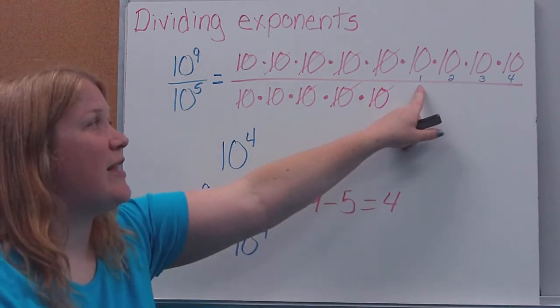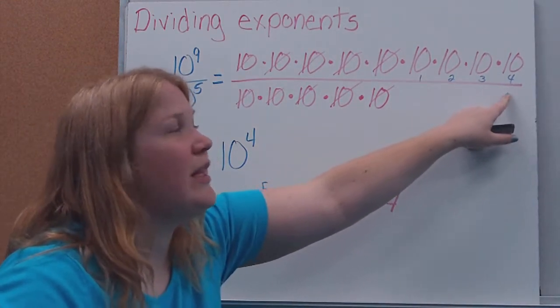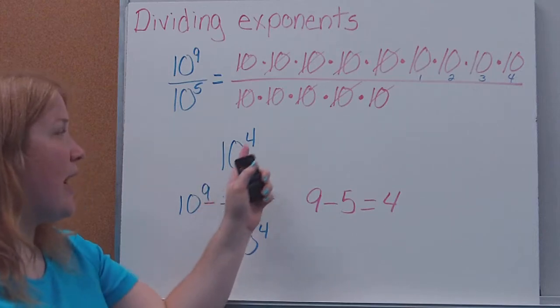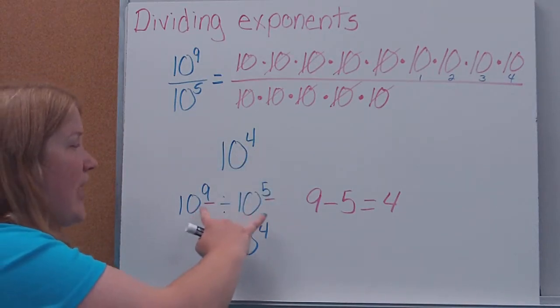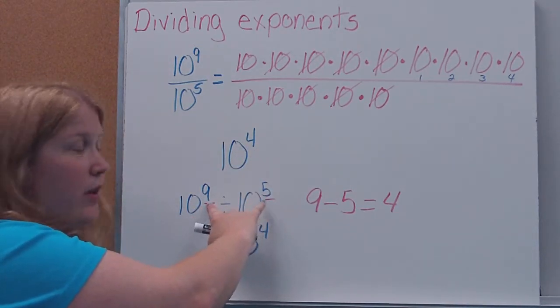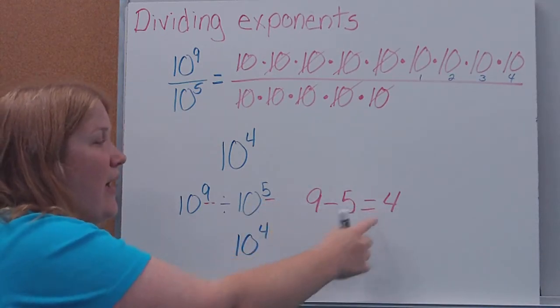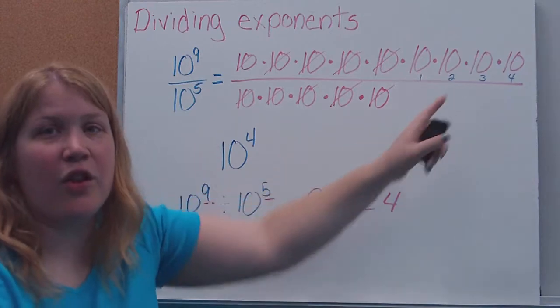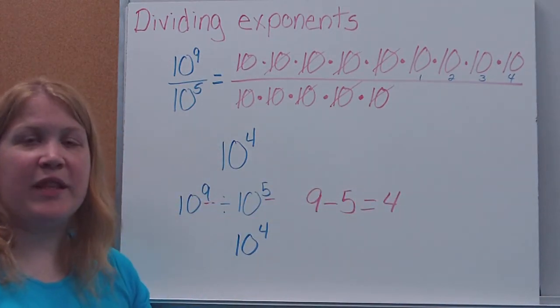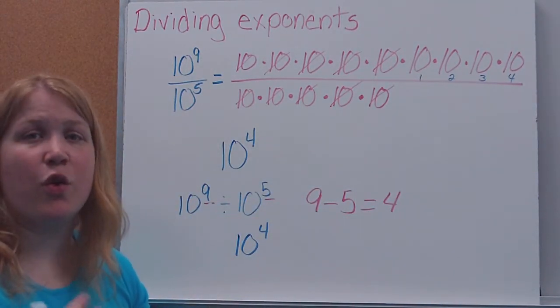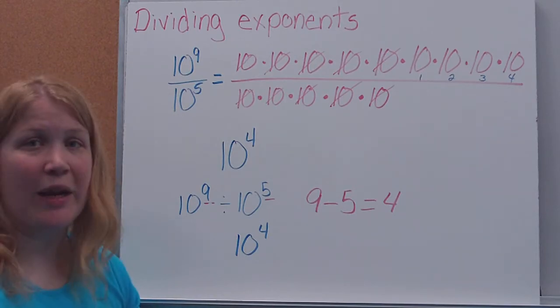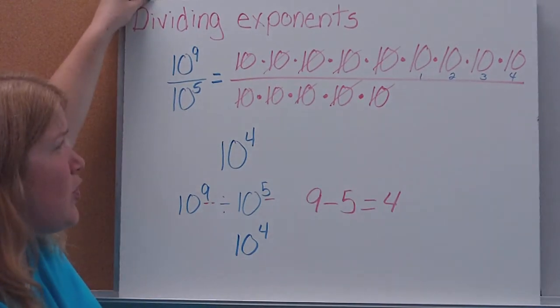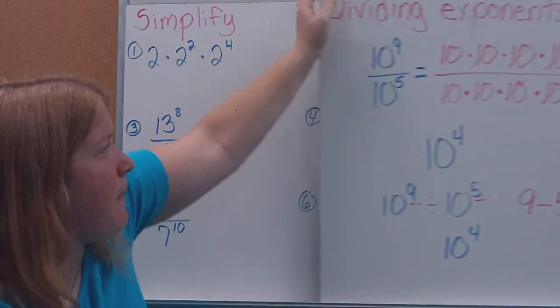So how many 10s am I left with? I'm only left with 4 10s, 10 to the 4th. Again, just take a look at our exponents. How did that work? Well, if I have 9 minus 5, I get 4, 10 to the 4th. Same thing I got here the long way. So the addition and the subtraction of exponents is just the quicker rule, the quicker way to get to your answer. So let's do a couple examples.